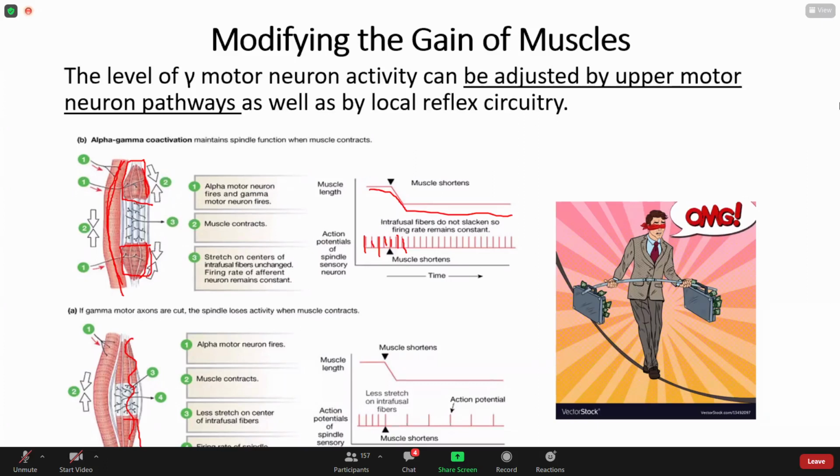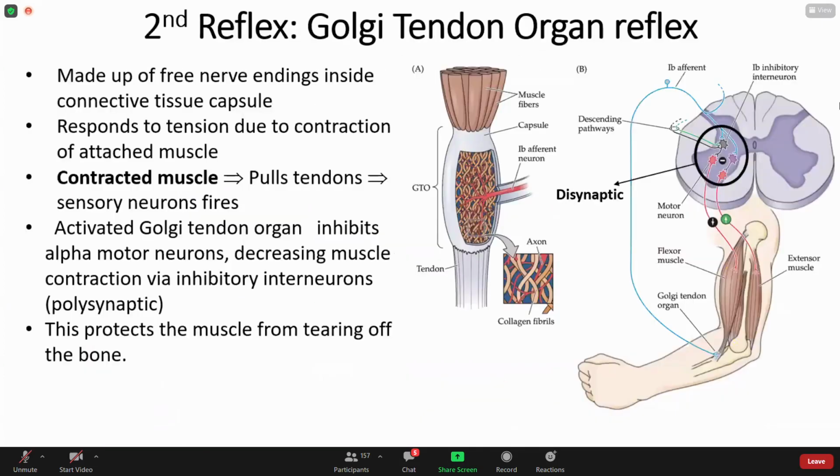You have to have the gamma co-activated so that the sensory neurons are active in order to be informed of what's happening to the extrafusal fibers and report these changes to the alpha motor neurons in order to adjust the length of the muscles. Okay, is this clear? Good. Before we go, any questions?